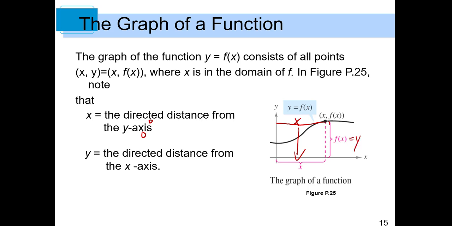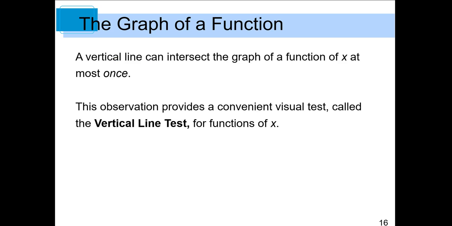f of x is the same thing as y. And so each point will be represented as x comma y. y is the same thing as f of x using the function notation. And graphically speaking, we use what's called the vertical line test to determine whether it is a function, right?